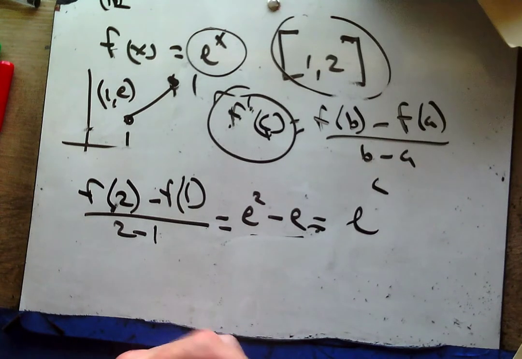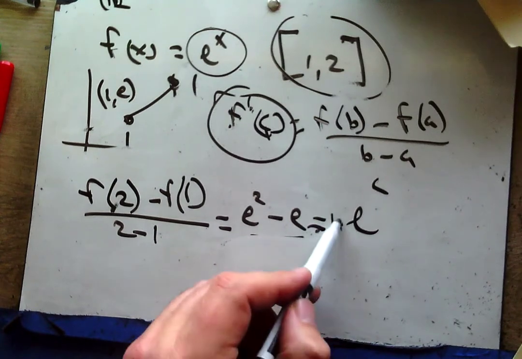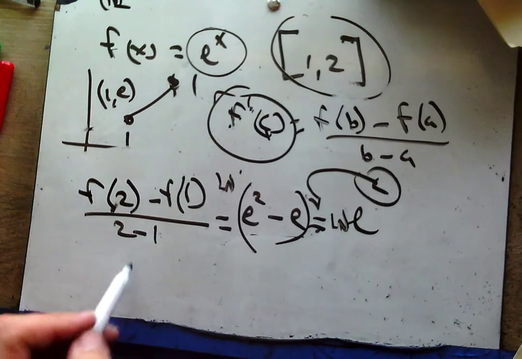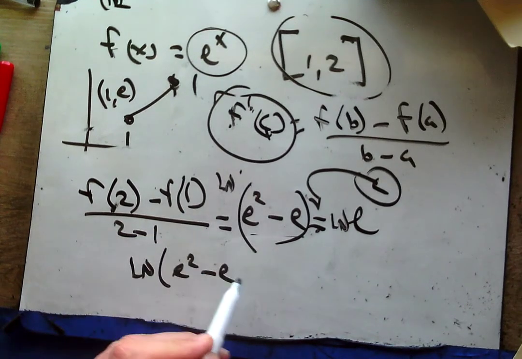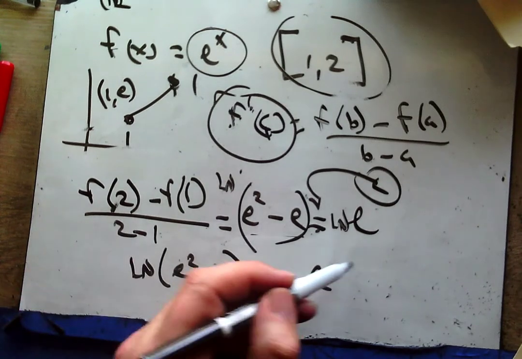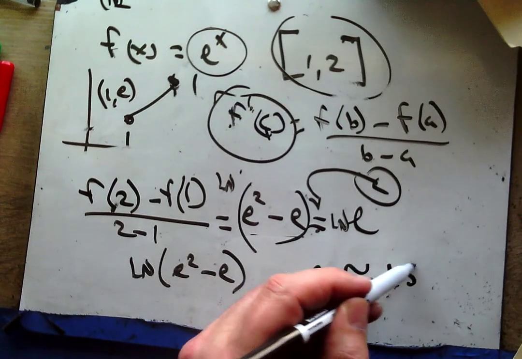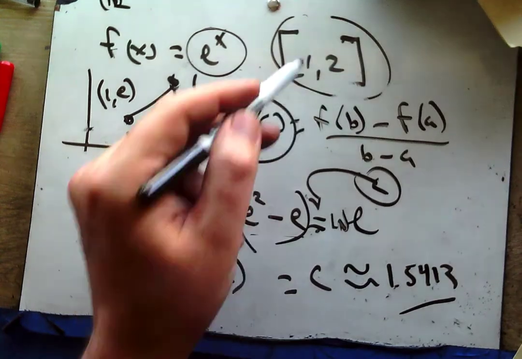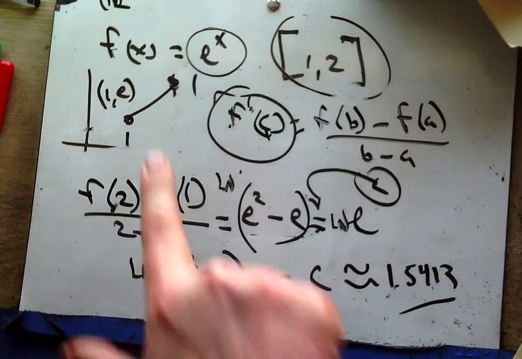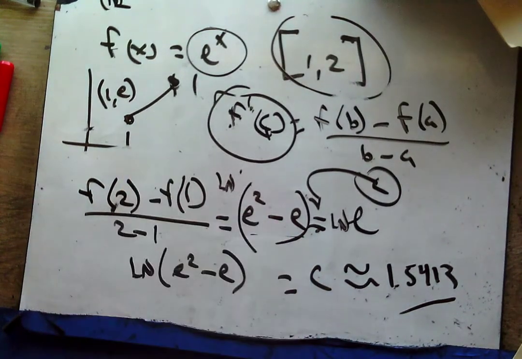Well, I really want to take the ln of both sides so that this can come down. And I'm taking the ln over here. And so I've got ln of e squared minus e equals c. And that's it. If you decimalize this number, your c is approximately 1.5413. And that's certainly on that interval. Okay, so at this point, the slope on this curve is equal to the slope of that secant line between those two endpoints.